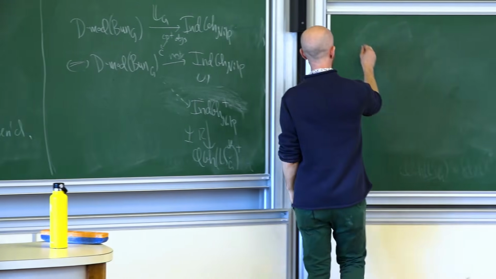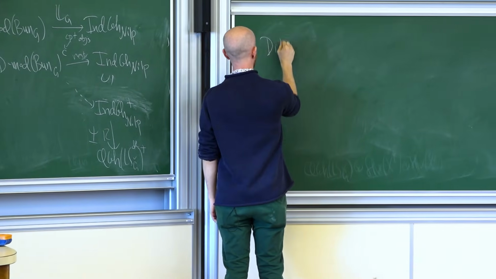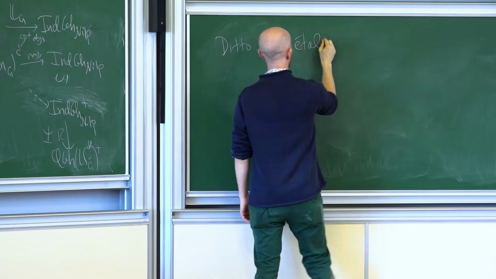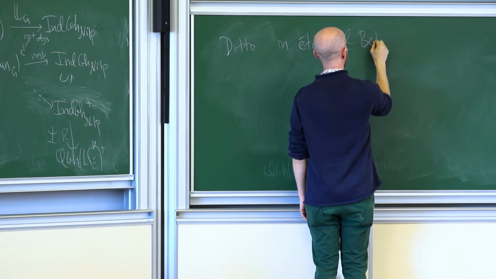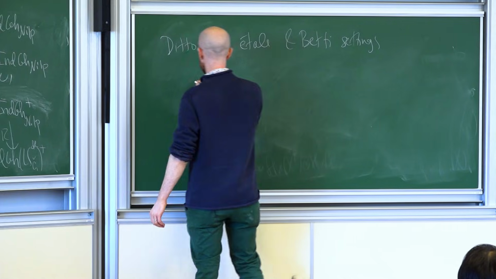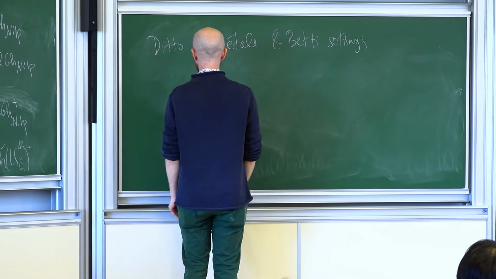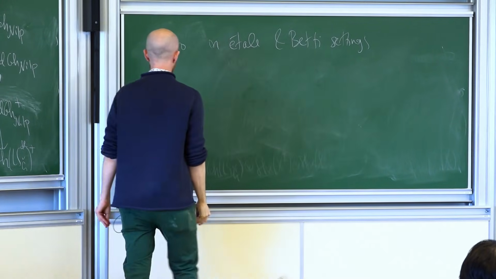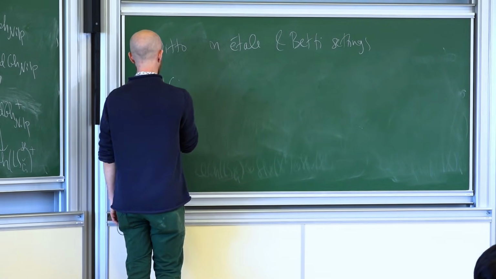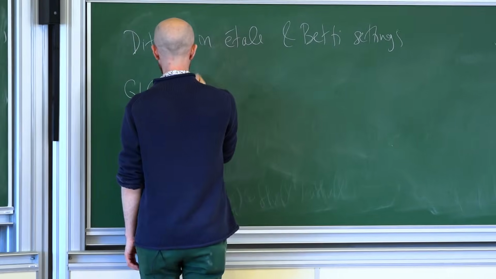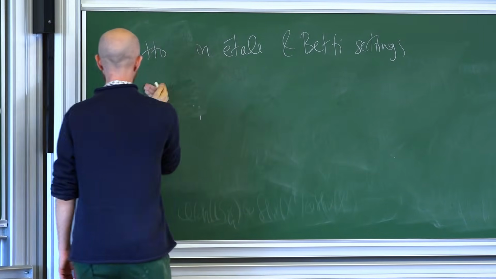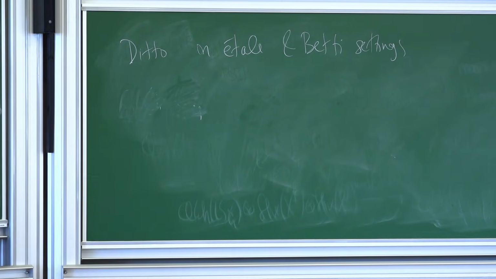Okay, and so now I also want to say just ditto in the étale and Betti settings. So we obtain these Langlands functors. And now what the geometric Langlands conjecture says is that these various functors are in equivalence. Let me not write it on the board.